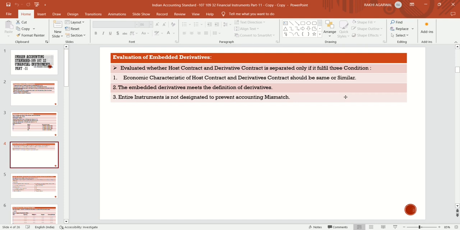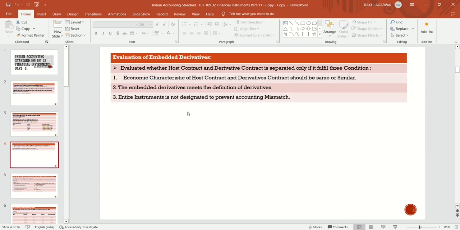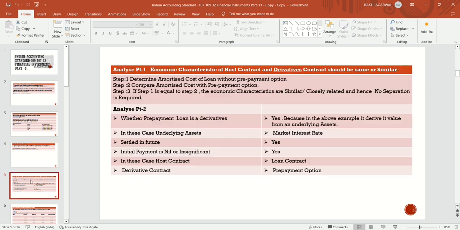Second, the embedded derivative meets the definition of a derivative, which derives its value from its underlying asset. No initial payment is required and it is to be settled in future. Third, the entire instrument is not designated to prevent accounting mismatch. Now, analyzing point 1, firstly we will analyze it, because these three conditions are required in order to become an embedded derivative.